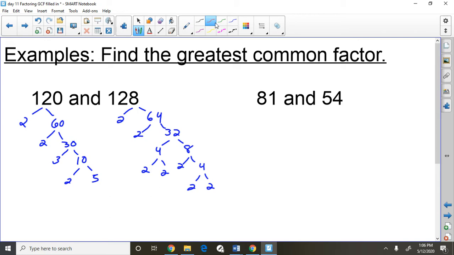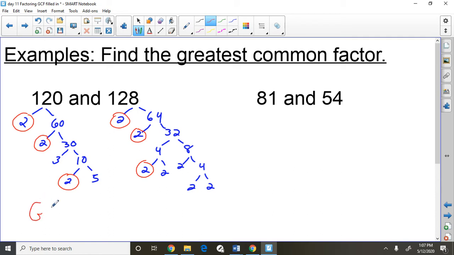The greatest common factor is the product of all the common prime factors. What that means is here I have a 2. I have the same prime factor in my other tree. So I'm going to look for pairs in the trees that are the same. This 2 has a match over here. This 3, there's no 3s in my factor tree for 128. I have another 2. I can match that up with another 2. So if I look at these factor trees, there are no other prime factors that should be circled.